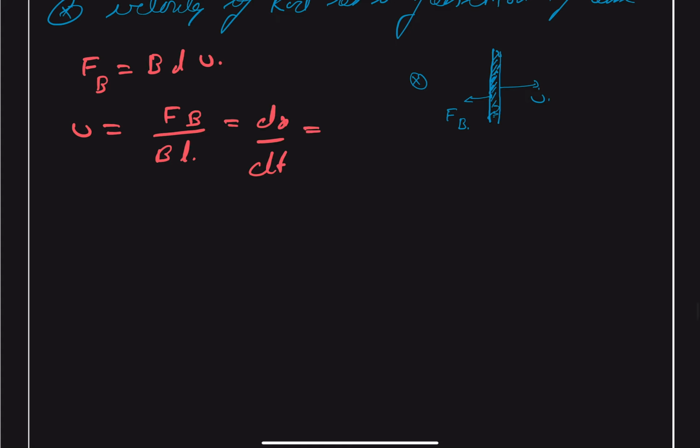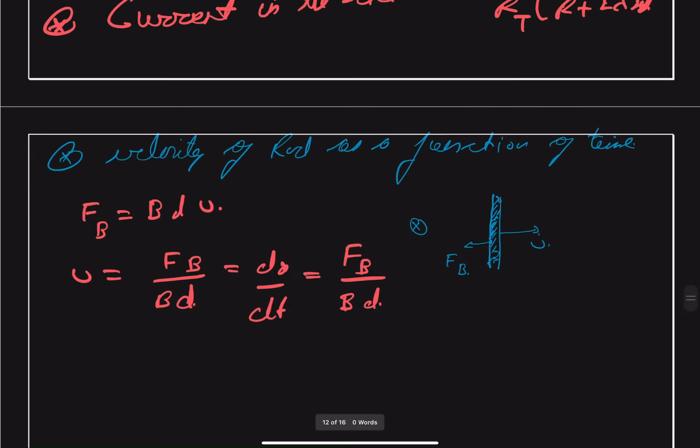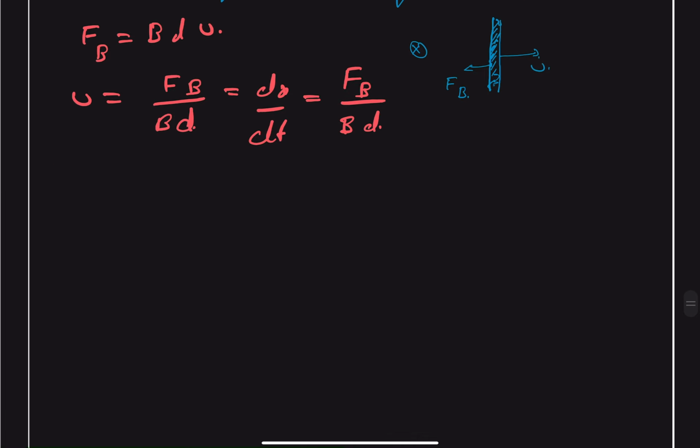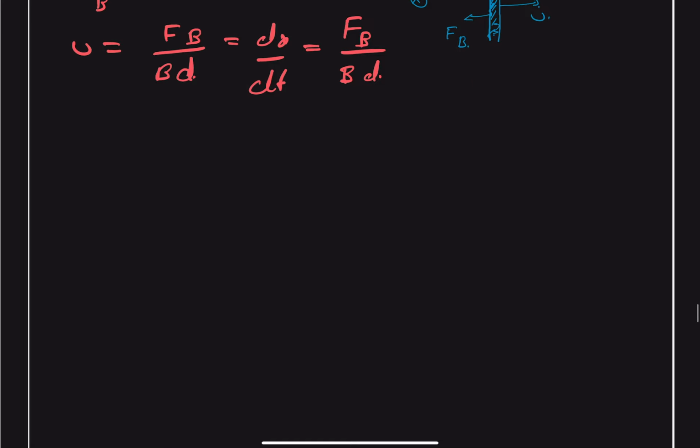This gives us our force because of the magnetic field, and here we have, sorry, it is d, not L. And we already know, so therefore we can write this equation as V, which is dx by dt, equal to I times (R plus 2 lambda times x) divided by B d.